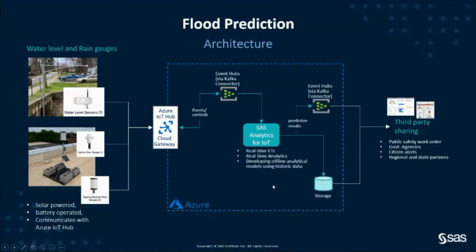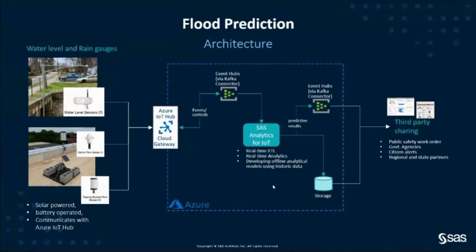Once we have the data within the cloud, we go through the whole cycle of data analytics, and we process this data in real time. We were using streaming analytics. We have models working for real-time ETL and for analytics. We also developed offline analytical models based on the historic data, and with the new data that is coming in, they were continuously being trained and scored.